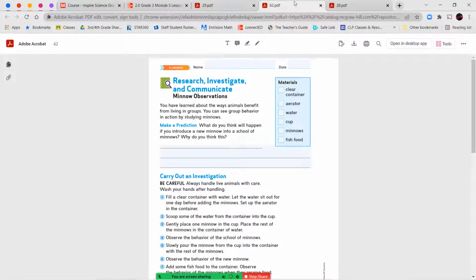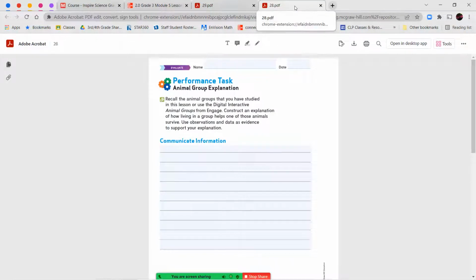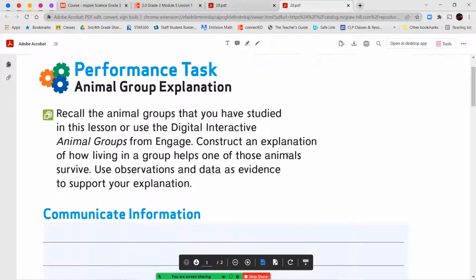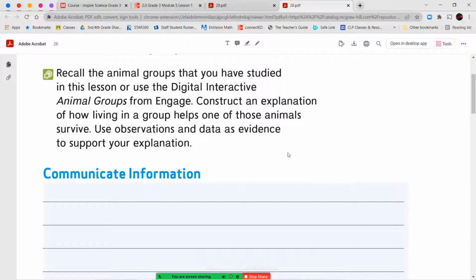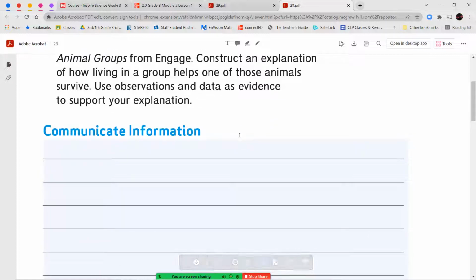All right. Now for the next page, we are not actually going to be doing this inquiry activity. We are going to skip this. And we're going to finish up our lesson on these next pages for our performance task. Recall the animal groups that you've studied in this lesson, or use a digital interactive animal groups from the previous section that we were on. Construct an explanation on how living in a group helps one of those animals to survive. Use observations and data as evidence to support your explanation.